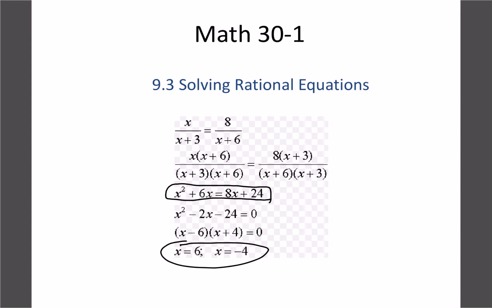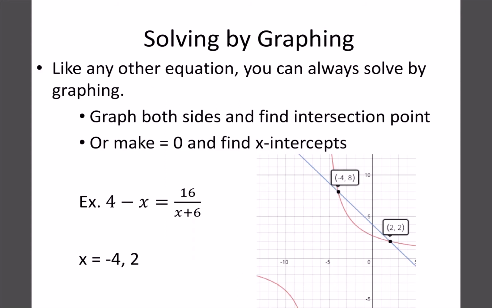So what we're going to look at today is how to solve these things with graphing and with factoring. So first off, we'll look at graphing. Remember, just like any other equation we've done this year, you can always try to solve by graphing. So we graph both sides. In this case, if I graph y equals 4 minus x, that would give us a straight line. So that's the blue line in the graph. And then if I graph 16 over x plus 6, that gives us our rational, the red graph. And remember, in that case, we just find our intersection points.